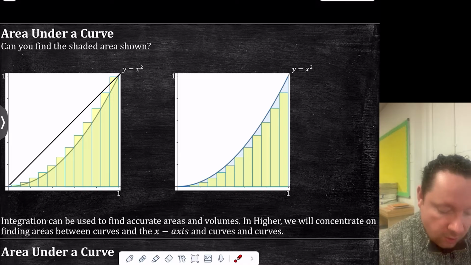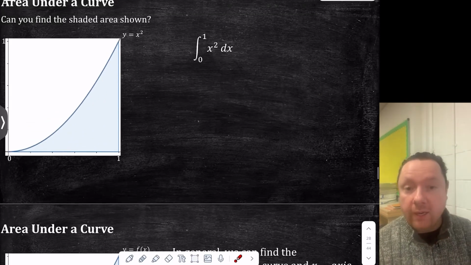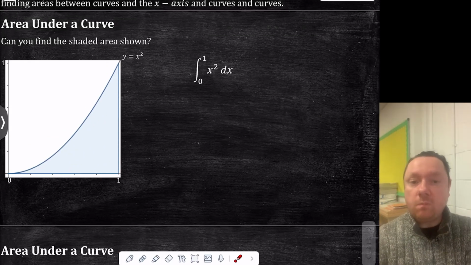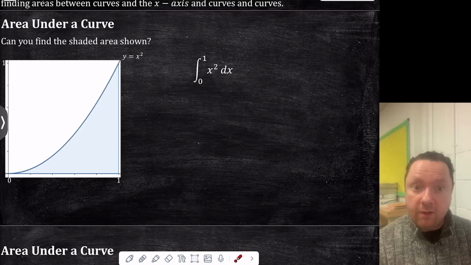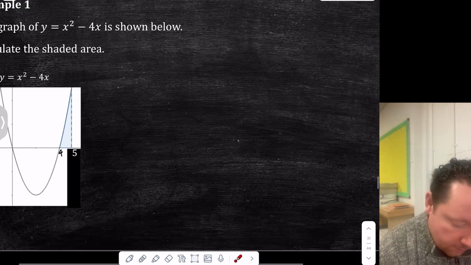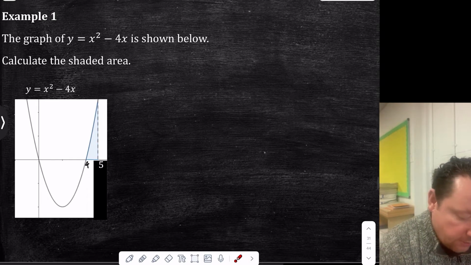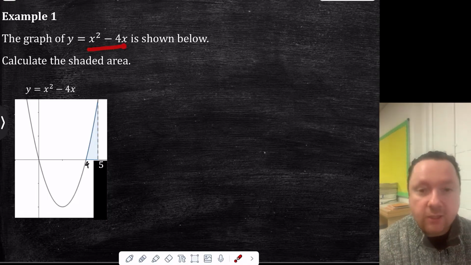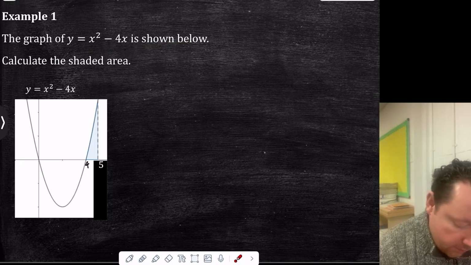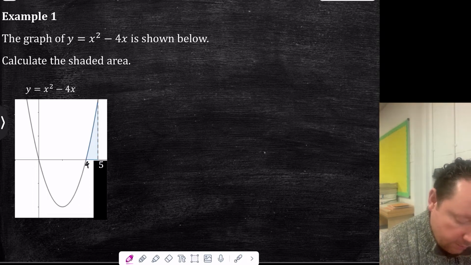But for now, just know that to integrate, we integrate between the limits, put them in, and it gives us the area under the curve and the x-axis. Example 1 says, the graph of f of x, y equals x squared minus 4x is shown below. Calculate the shaded area, and it's highlighted at points 4 and 5. So we just need to know that the shaded area is the integral between 4 and 5 of our curve, because it's above the x-axis, x squared minus 4x dx.